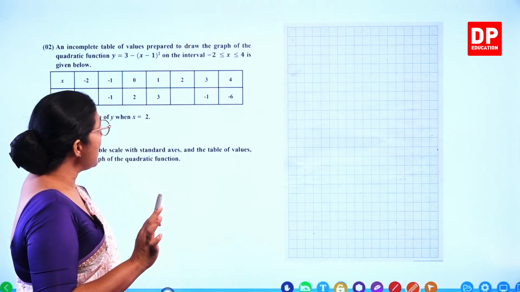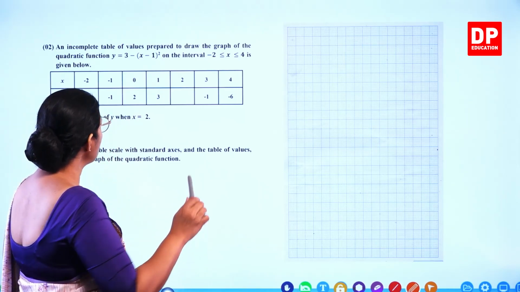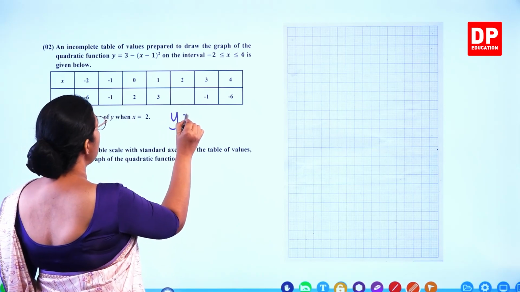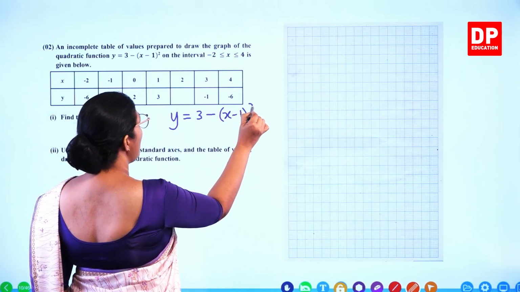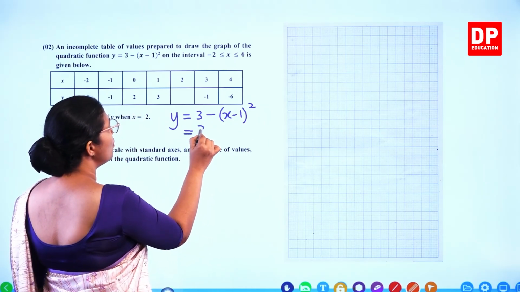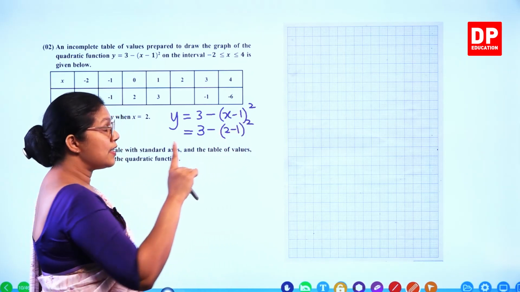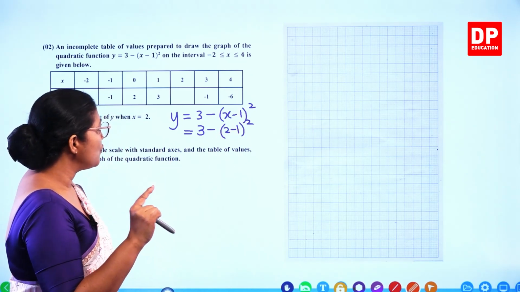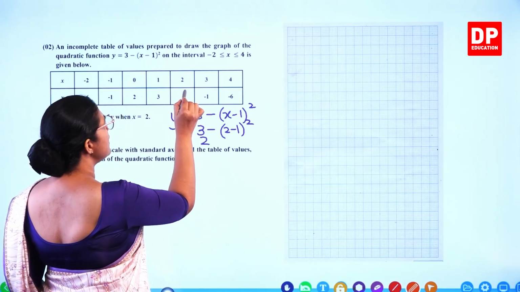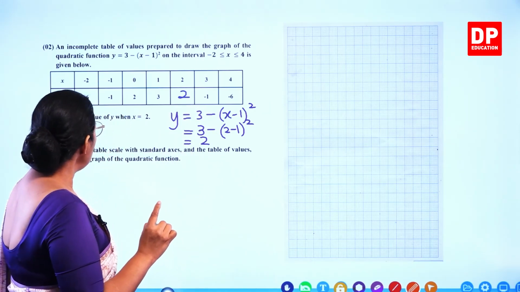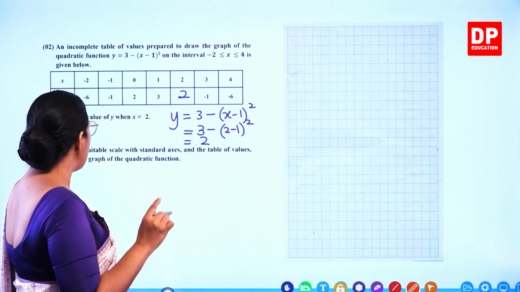So what is the first step? You have to substitute x equals 2 in the equation. Y equals 3 minus (x minus 1) squared. Substitute 2 for x: 2 minus 1 squared. 2 minus 1 is 1, 1 squared is 1. 3 minus 1, you get 2. So this is 2.